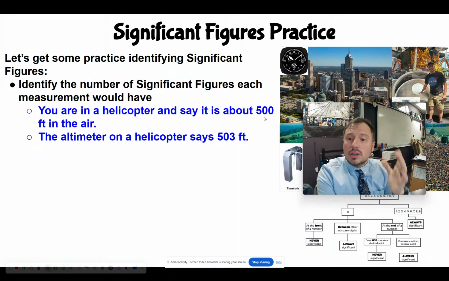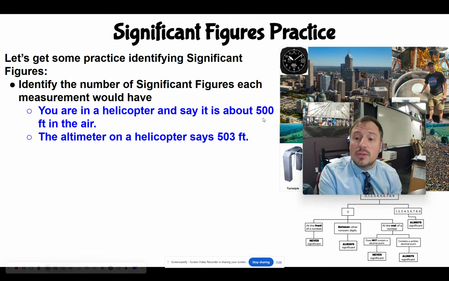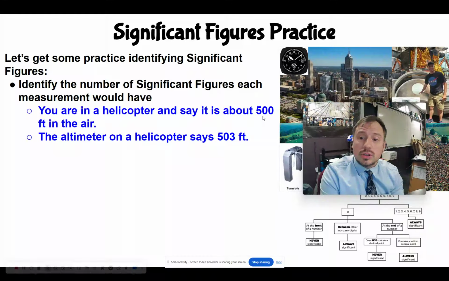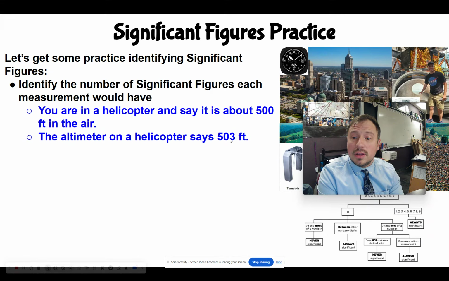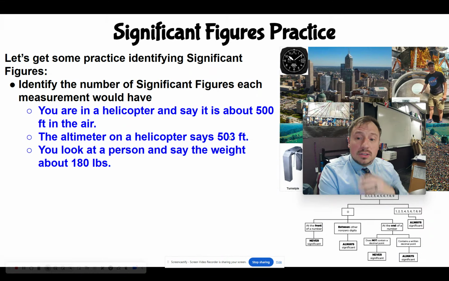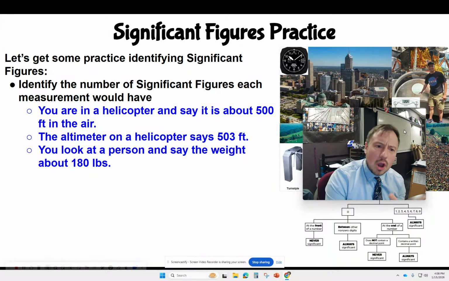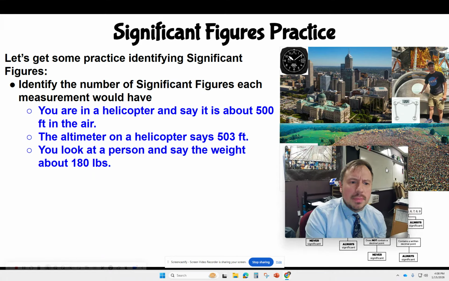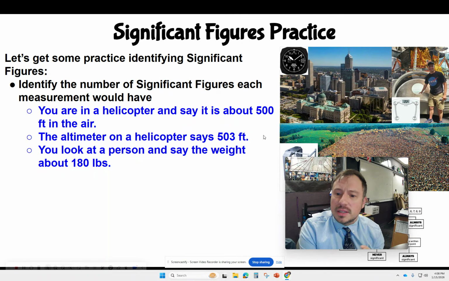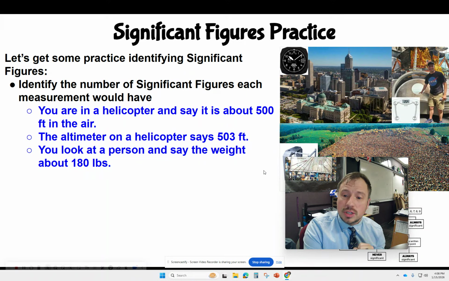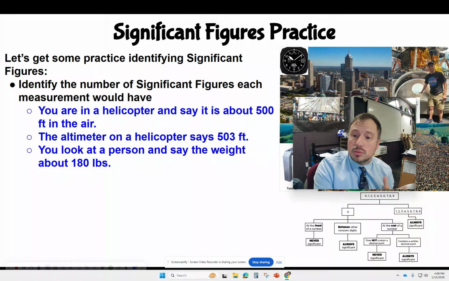Now, let's just say you look at the altimeter and it says 503 feet. Well, I have measured all of those digits. Those are significant, right? That 0 there, I measured that. It's also the example of saying, if you look at a person and you say, they're about 180 pounds. Well, you made an estimate. That 0 is a placeholder. You did not measure that 0. This has two significant figures if you follow those rules.